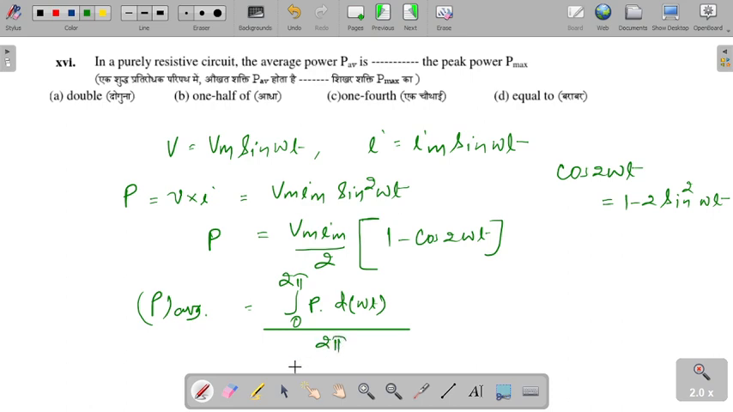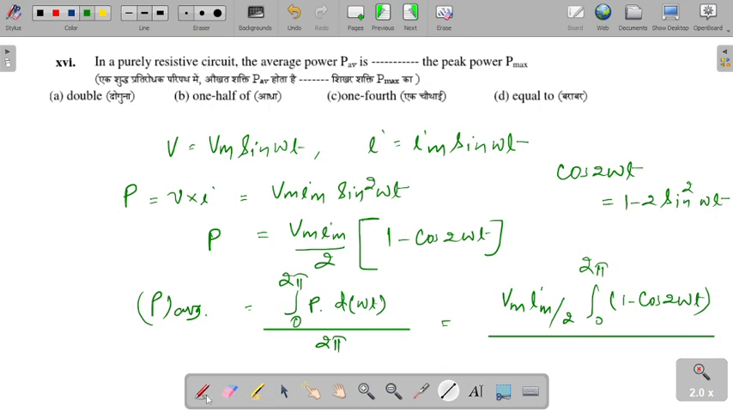So power is a scalar quantity, so it should be integrated from 0 to 2 pi. Okay. So after integrating this, Vm Im by 2, 0 से 2 pi, 1 minus cos 2 omega t, divided by 2 pi.